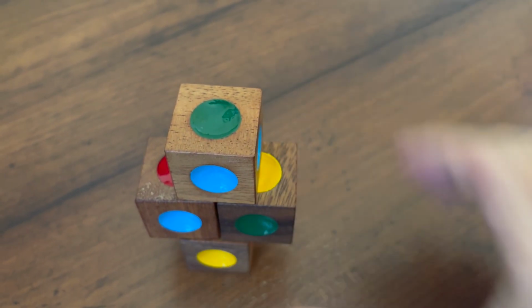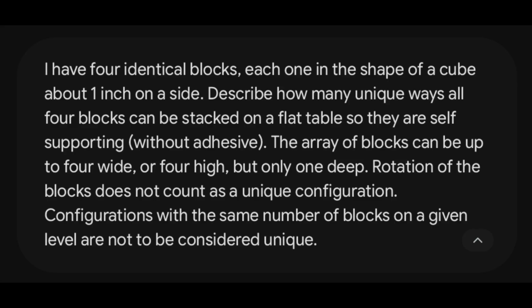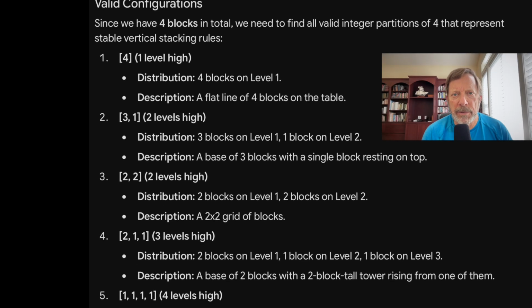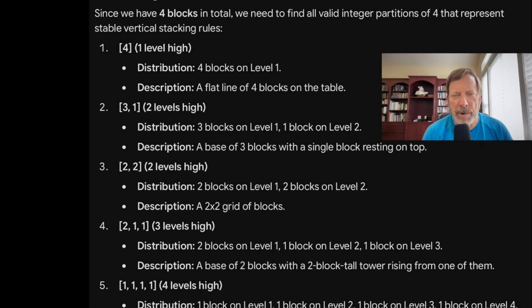So here's our problem statement. I have 4 identical blocks, each one in the shape of a cube, about 1 inch on a side. Describe how many unique ways all 4 blocks can be stacked on a flat table so they are self-supporting without adhesive. The array of blocks can be up to 4 wide or 4 high, but only 1 deep. Rotation of the blocks does not count as a unique configuration. Configurations with the same number of blocks on a given level are not to be considered unique. So I gave this query to Gemini 3.6 Flash, and let's see what it came up with.